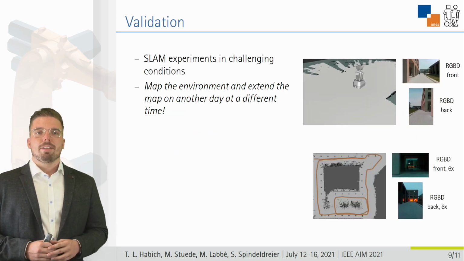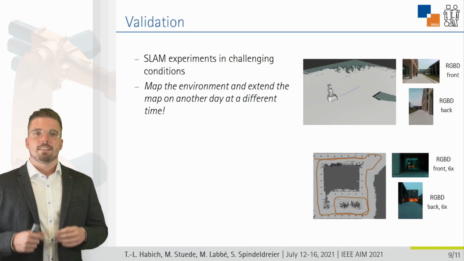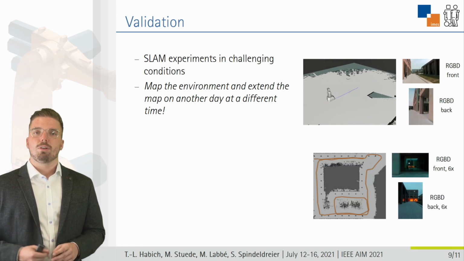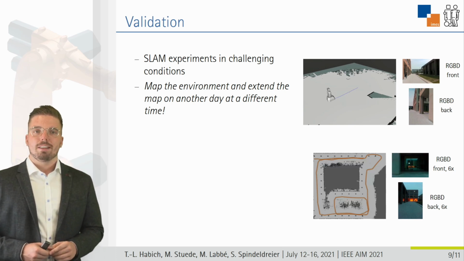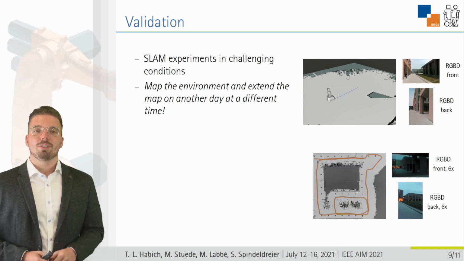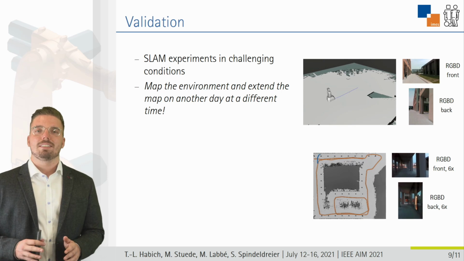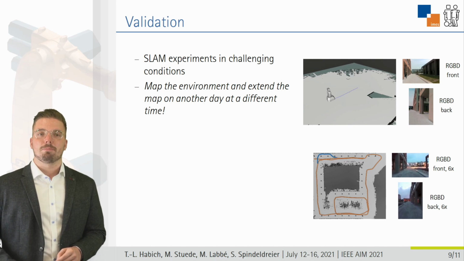The presented method is furthermore validated in an experiment under challenging conditions. Since the introduced extension shall support the loop detection, we compare RTAB-Map extended with our work against the default operation. Thereby, the classical task of a mobile robot is considered: map the environment and extend the map on another day at a different time. To do this, we first mapped our university campus and investigated whether our robot could locate itself on the map at a different time.